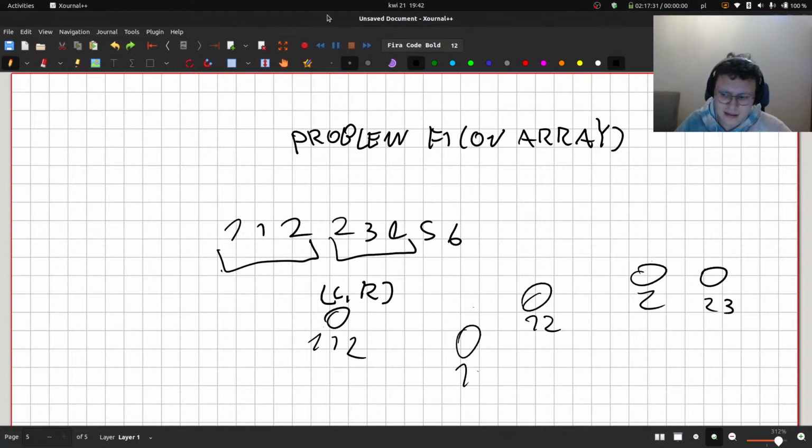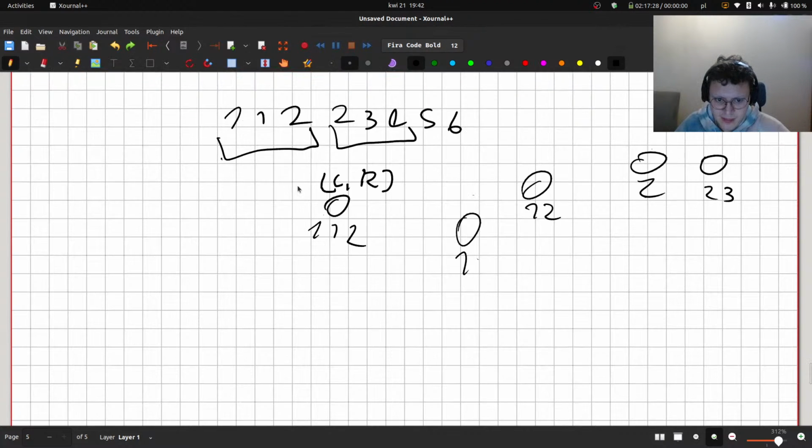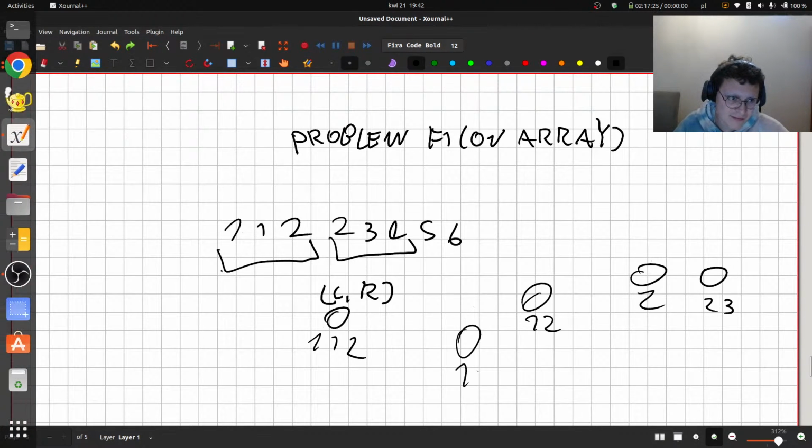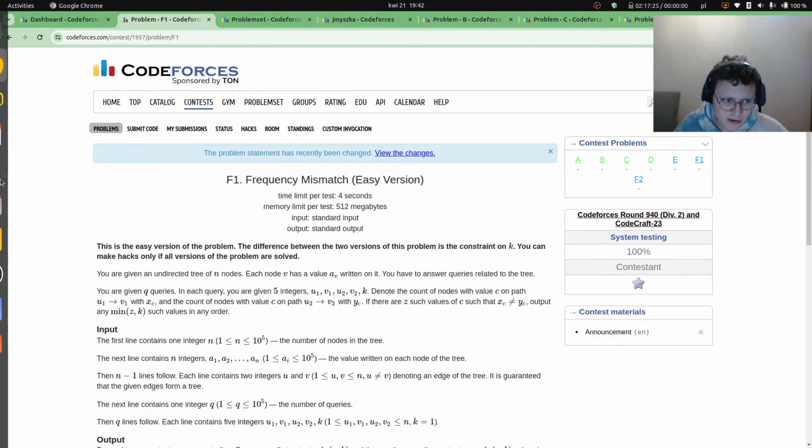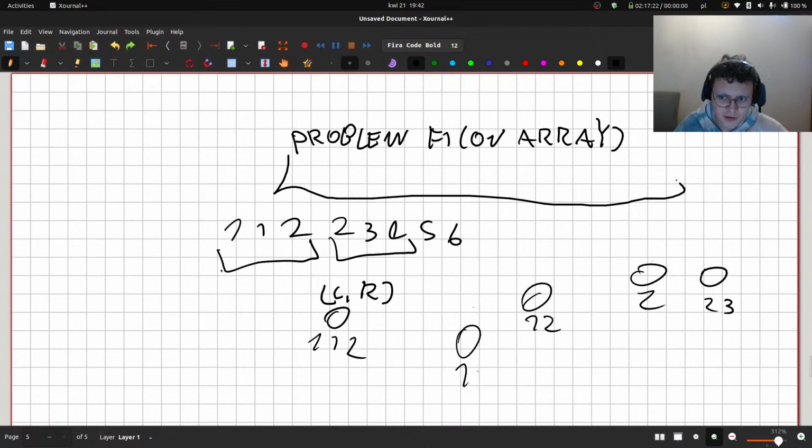Well, I just said it quickly because I haven't solved F1. So if someone wants to think about it for array, there is something like this.